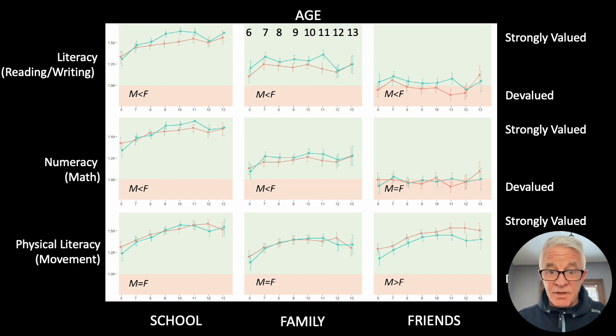We don't ask them physical literacy. We say, how important is movement to you from 6 to 13 years of age? Is it important in school? Yeah, it is. Is it important with family? Yeah, it is. Look at this one. Is it important with friends? Vitally important. So what you can see here is on the bottom line, when you ask children how important is movement in their life, from 6 to 13 years of age, it gets more important, and it is more important with friends than reading and writing and math.